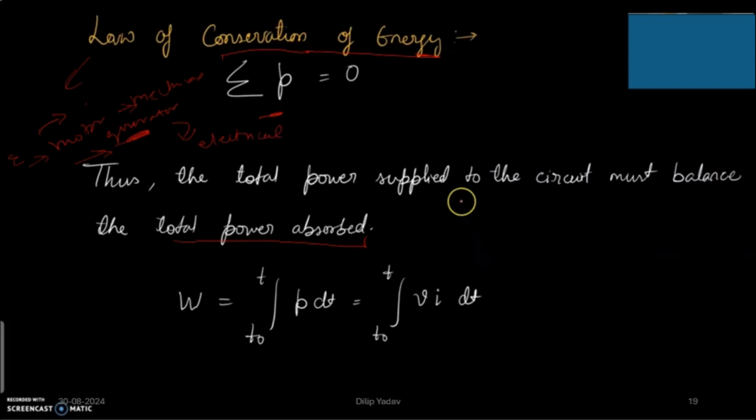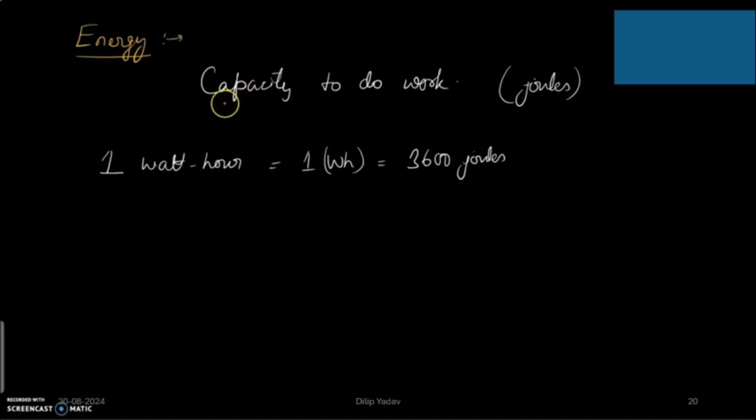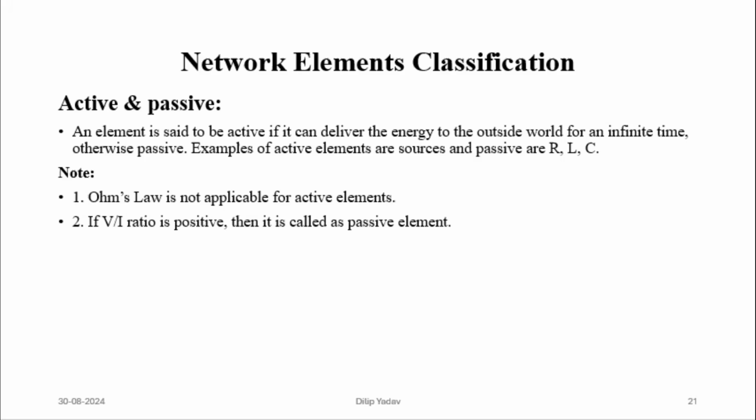It is written as W equal to the integral from the lower limit to the upper limit of P dt, and P can be written in terms of voltage and current, so the integral from t naught to t of V times I dt. Then we have energy, the capacity to do work, whose unit is the joule. 1 watt hour is equal to 3600 joules, since we have converted hours into seconds.